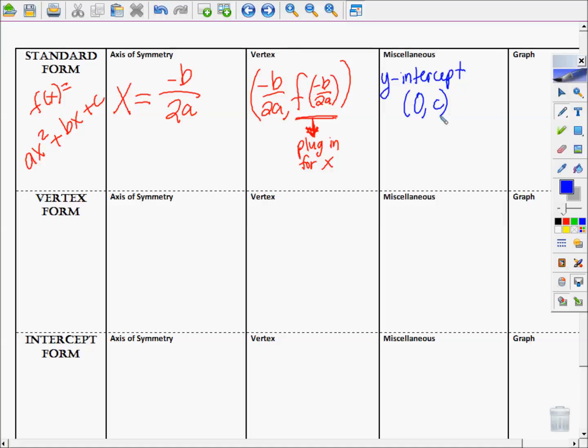Y equals a x squared plus b x plus c. So your y-intercept is simply whatever c is. The y-intercept is at x equals 0 and whatever c is.